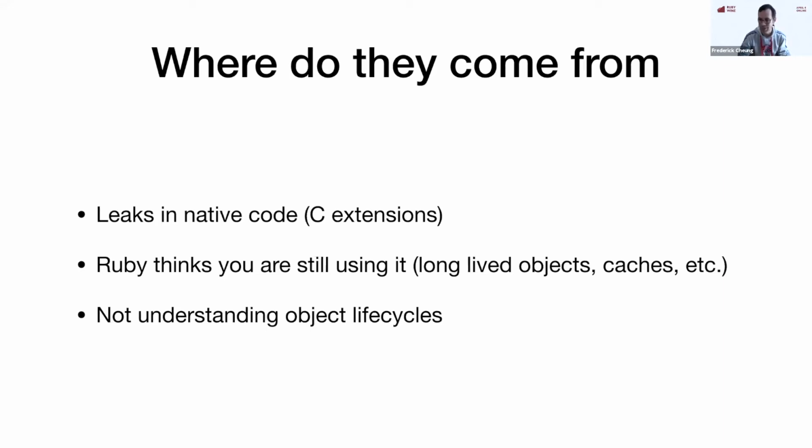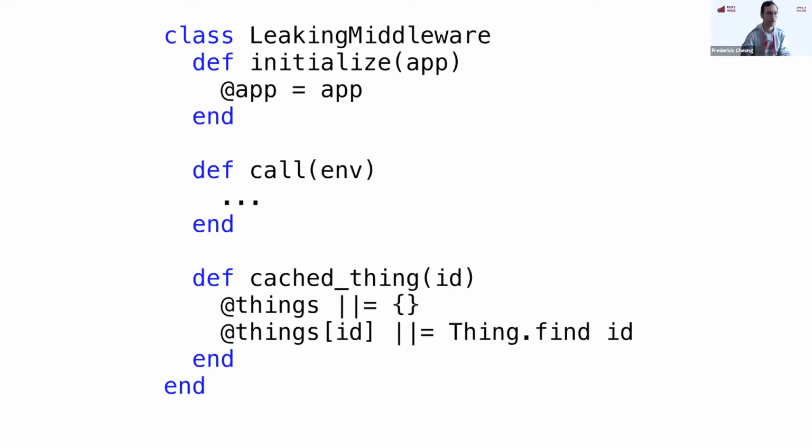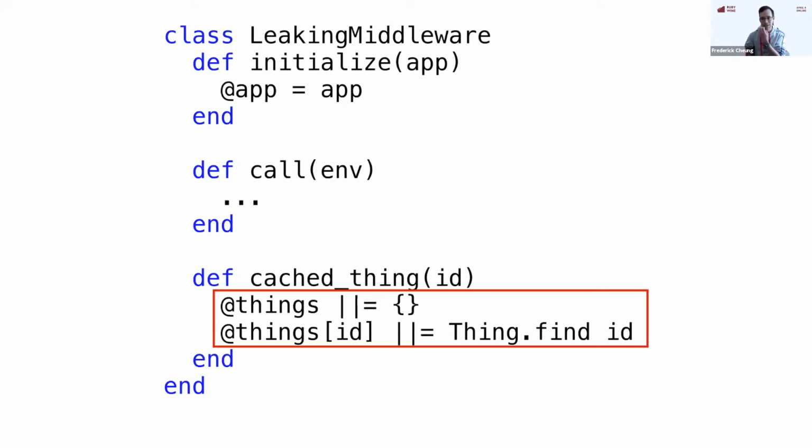So many years ago, I wrote this rack middleware, which I copied over some of the code in here from a Rails application. In particular, this very small cache, where I'd cache in memory some of these ActiveRecord objects, and it was just a little view helper that seemed quite harmless at the time.